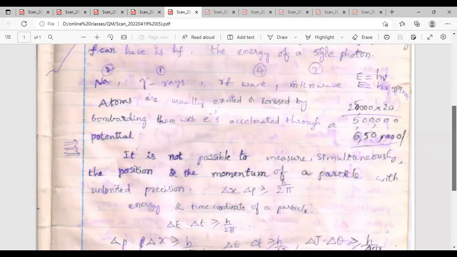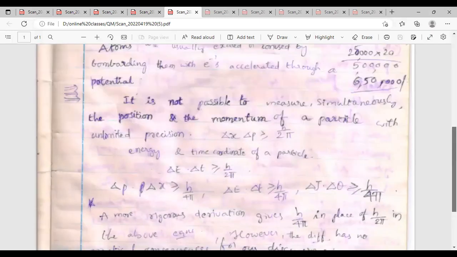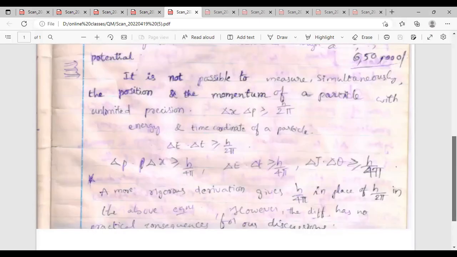According to Heisenberg, it is not possible to measure simultaneously the position and the momentum of a particle with unlimited precision. That means uncertainty, that means error, will come while we try to measure. Delta x into delta p is greater than or equal to h by 2 pi. Energy and time coordinate of a particle, we have already discussed, delta E into delta t is greater than or equal to h by 2 pi. Similarly, delta J into delta theta is also greater than or equal to h by 2 pi.